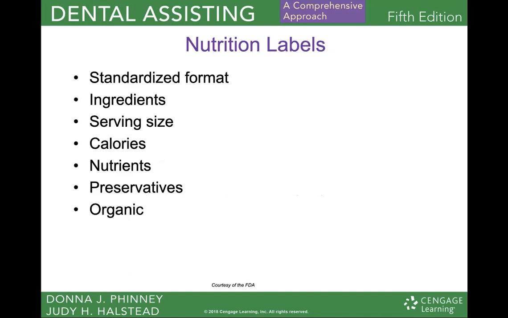Nutrition labels use a standardized format and include the ingredients, the serving size, the calories, the nutrients, the preservatives, and whether or not it is organic. Moving to a standard label format was required by law, and it made it easier for the consumer to read. Preservatives are used to keep food from spoiling, and they must be disclosed. In order for a food to be labeled organic, it must be free from herbicides, pesticides, fertilizers, and hormones. Watching for carbohydrates and sugars can be valuable not only in sustaining a healthy weight, but as a preventative tooth decay measure.